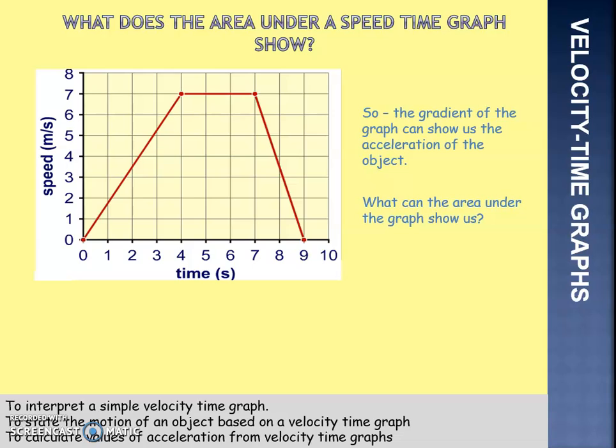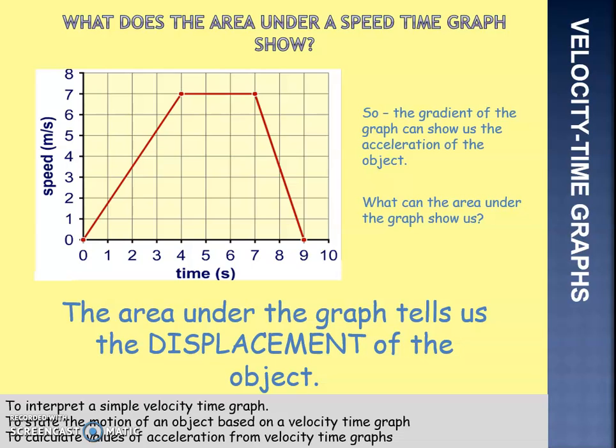Okay, as well as the gradient showing us the acceleration, the area under the graph can show us something else as well. What do we think the area under the graph can show us? The area under the graph tells us the displacement of the object. It tells us how far the object has moved in total. So it can give us an idea of the distance travelled, or the total distance that's been travelled as it's gone from A to B and back again.